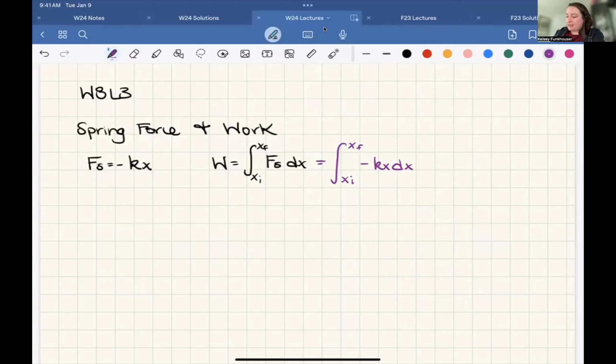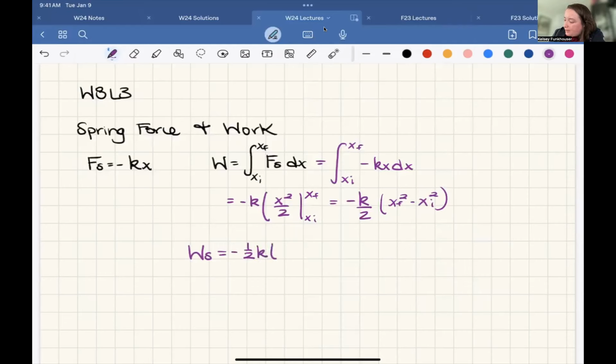And the integral of x dx is just x squared divided by 2. So I'm going to pull the k out, since we have x squared over 2 from x initial to x final. And that becomes, and this time I'm pulling the half out, negative k over 2 times x final squared minus x initial squared. So the work done by a spring force is negative 1/2 k times x final squared minus x initial squared.